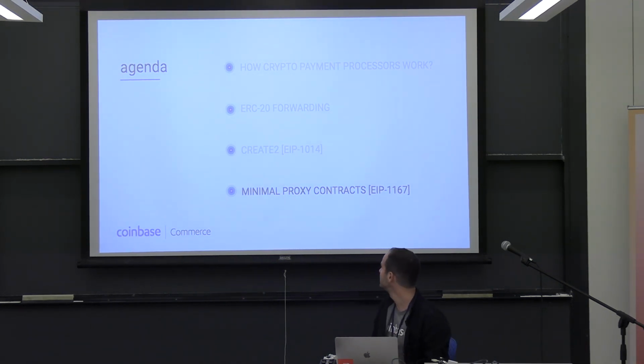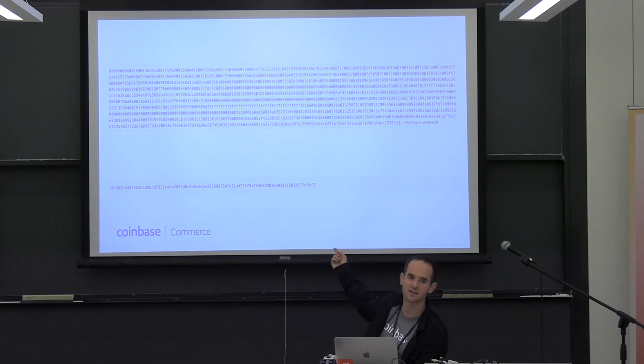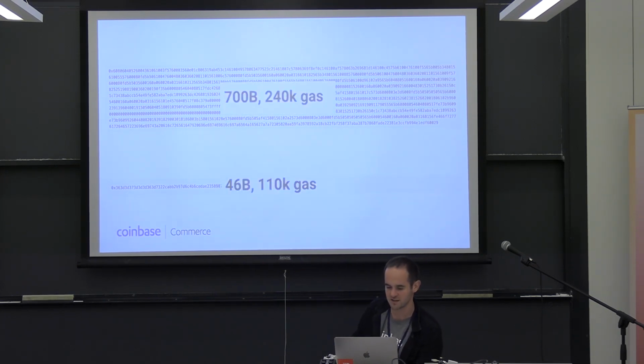The other thing that we've done to make this a reality and usable at production scale is we use what's called minimal proxy contracts, which is a very cool feature that allows us to go from a transaction of this size to a transaction of that size. What we see in the code below is a huge reduction, both in bytes as well as in gas.